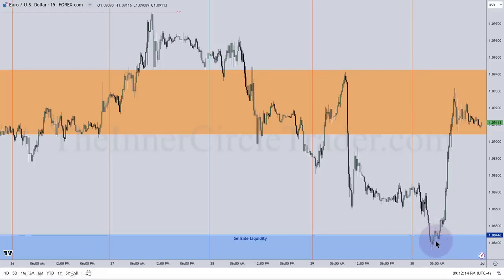Once it enters that, then the algorithm pulls right back up into the middle of the range, being the high and low of the week. And now we're in consolidation inside of that premium fair value gap.